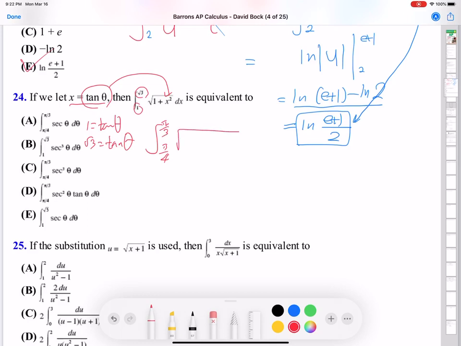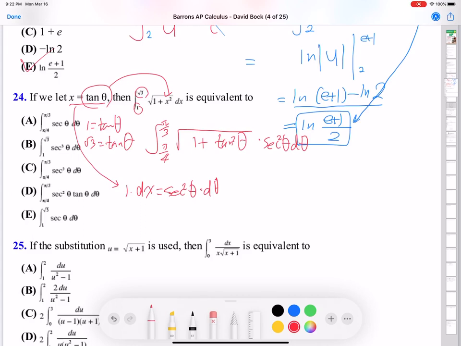And then change that function to a theta function. So 1 plus x squared means 1 plus tangent squared theta. And then change dx to d theta. Use implicit differentiation. x equals tangent theta, so dx is equal to secant squared theta d theta, because the derivative of tangent theta is secant squared theta. So you change that to secant squared theta d theta.